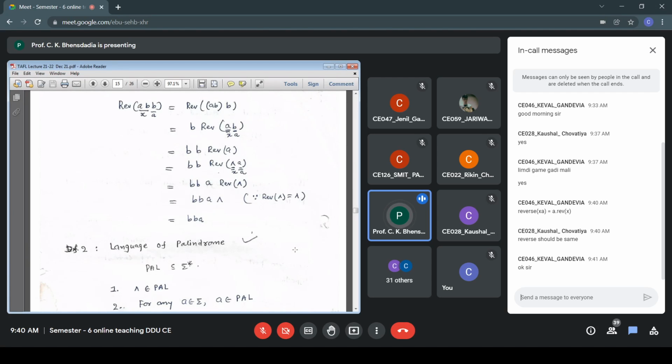These are strings of length 1. Null is a string of length 0. So null belongs to palindrome, that is a string of length 0, and then for strings of length 1, all the characters, all the symbols that are there in sigma are palindromes. So for any A belonging to sigma, A belongs to PAL. That is my rule number 2. So these are basic palindromes: the null string, then all input alphabets.